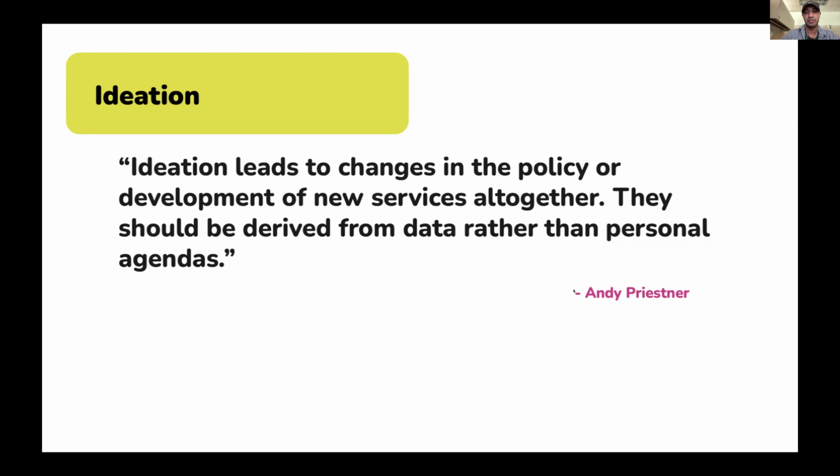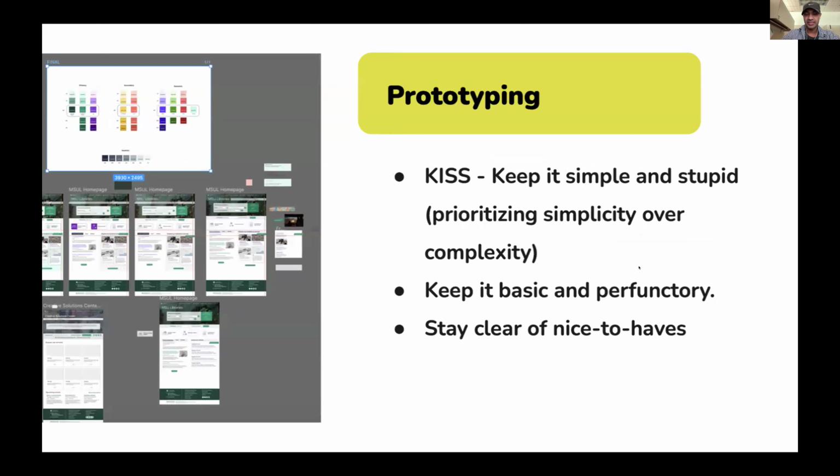So this is a quote from Andy Pressner, who I was just mentioning, who has a great book on UX research methods and libraries. The next step after ideation is prototyping. This is where you take your ideas in the previous step and then build prototypes. Try to keep your prototypes simple. They should be basic and perfunctory and stay clear of nice to haves. Don't be married to your prototypes. You should have no problem throwing them away if they're not working. So don't put too much effort into them. Make it really, really basic.